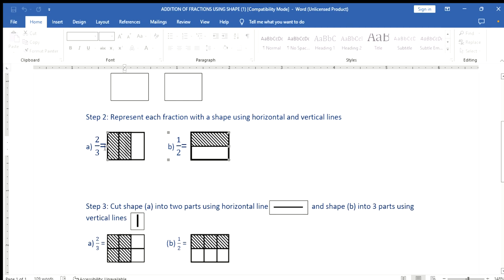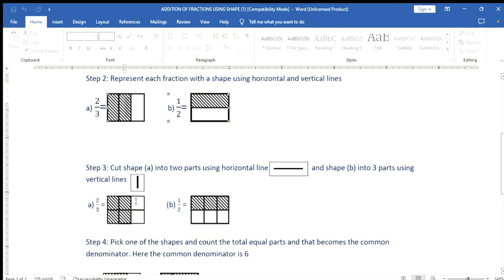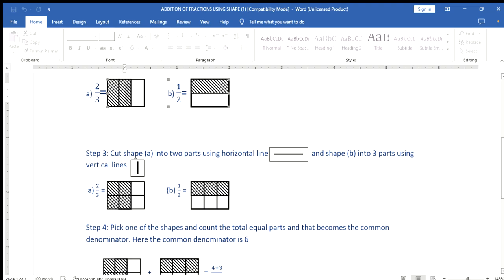Similarly, we look at this shape here, this is half, and we illustrated it in this form. We must ensure that this shape also looks like this one. So we are still going to use a horizontal line to cut this into two equal parts. We can see that in step 3: cut shape A into two parts using a horizontal line. That is it, we have cut it into two parts.